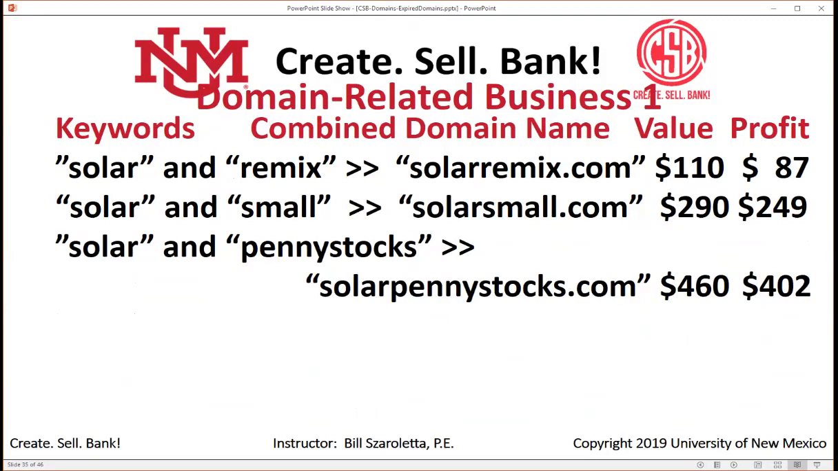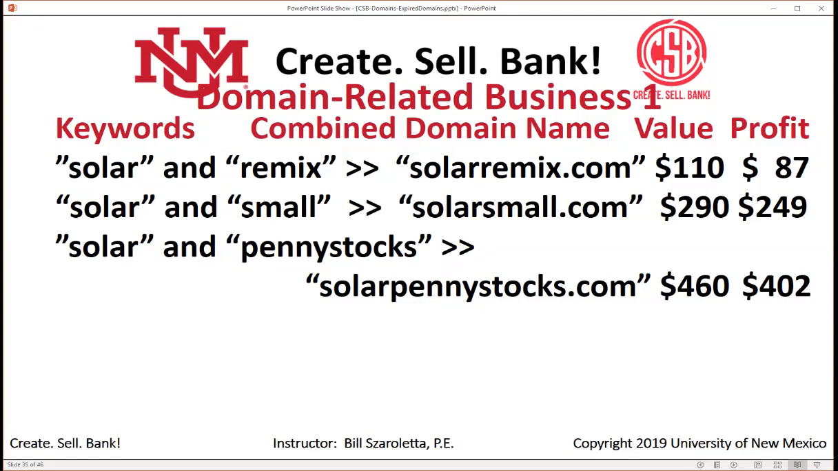Now, solar and penny stocks, so solarpennystocks.com, the valuation is $460. And you can go buy this. It's available. And if you put it up and a buyer pays $460 to the auction house, you would get a check for $402. Now you've paid $12 to the domain registrar, and there's a $46 payment that the auction house will keep, and that's why you get $402.